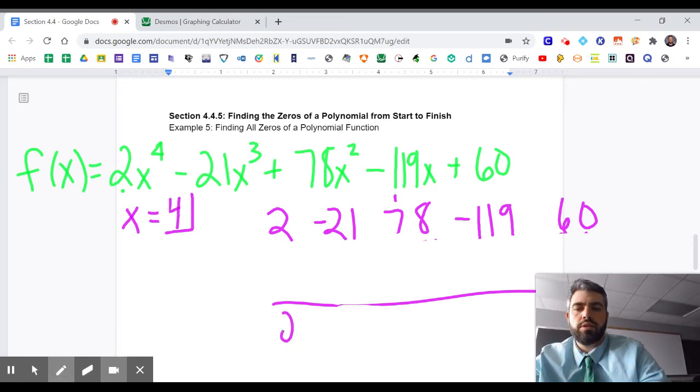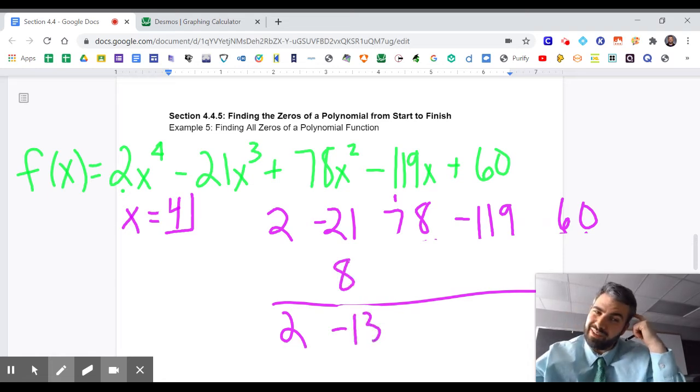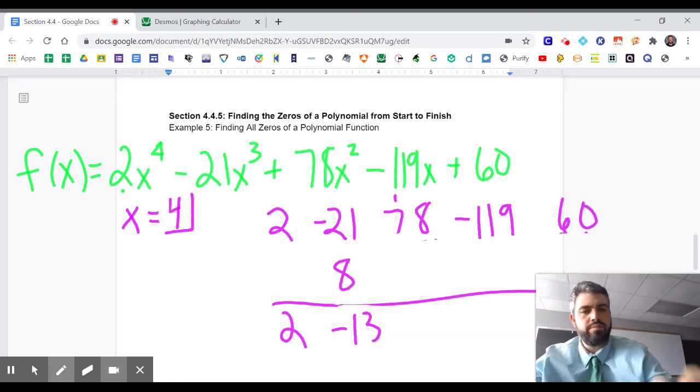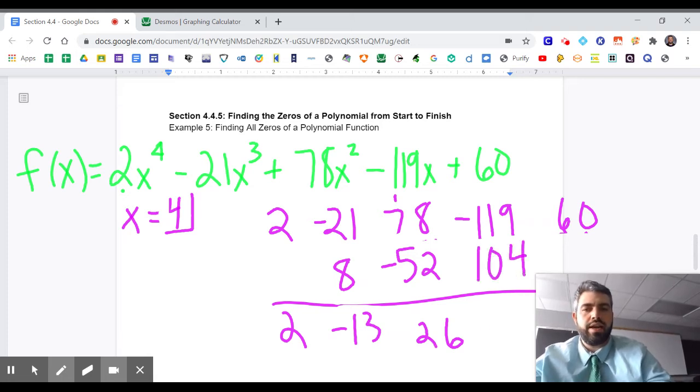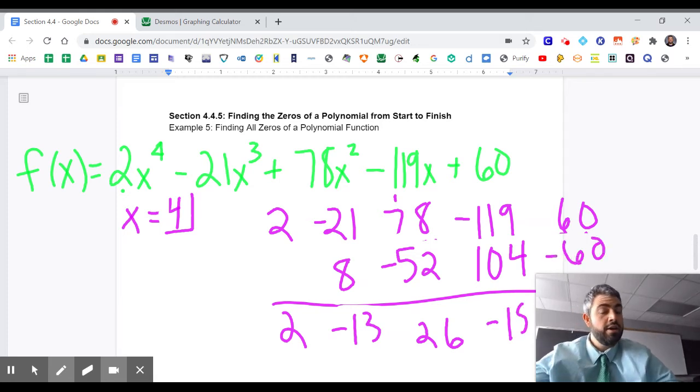So 4. Drop down the 2. Then I get 8. So then that's going to be negative 13 times 4, which is, excuse me, 40 and 12 would be 52. So this is negative 52. Then I get 26 times 4, which is 104. When I add that, I get negative 15. Hey, check it out. Negative 15 times 4 is negative 60. So now we get 0.